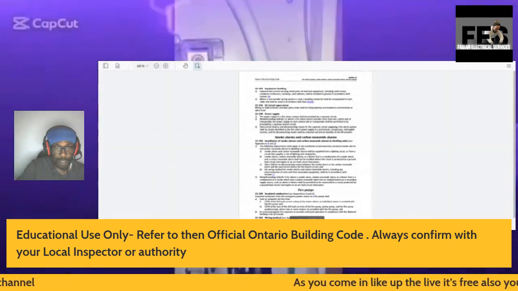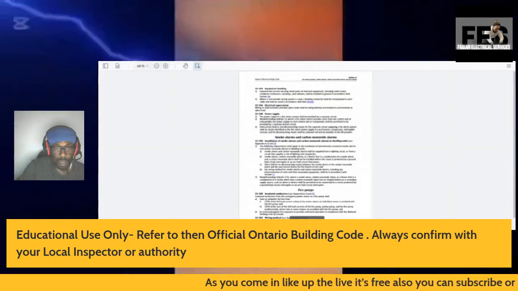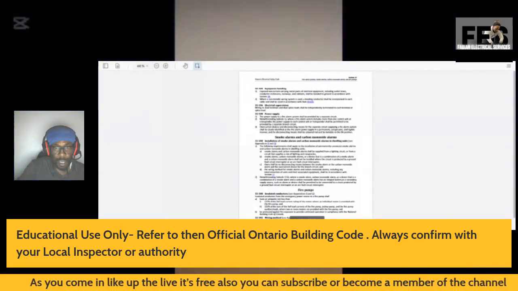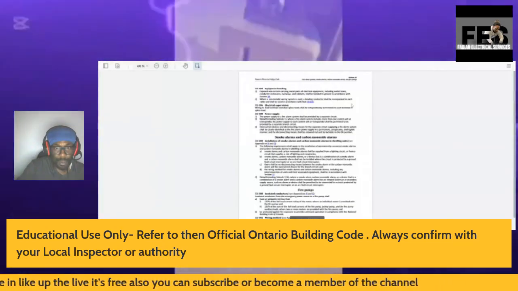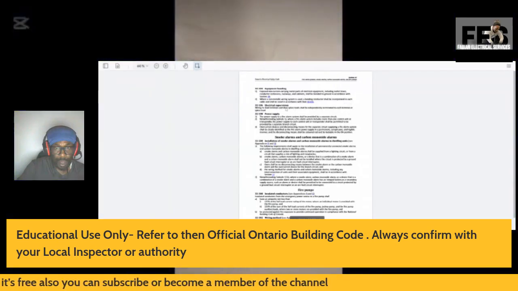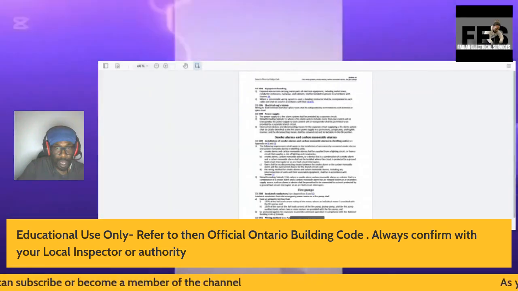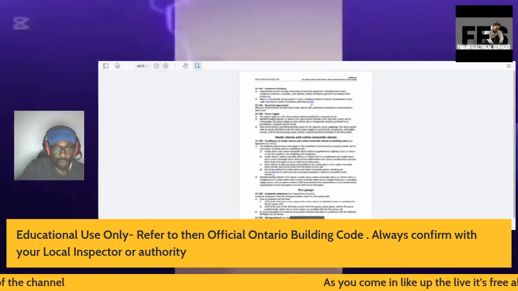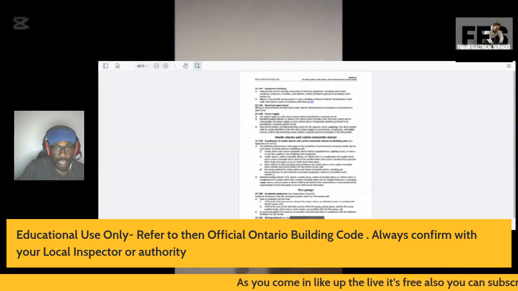So again, where a non-metallic wiring system is used, a bonding conductor shall be incorporated in each cable and shall be sized in accordance with Rule 10-616.